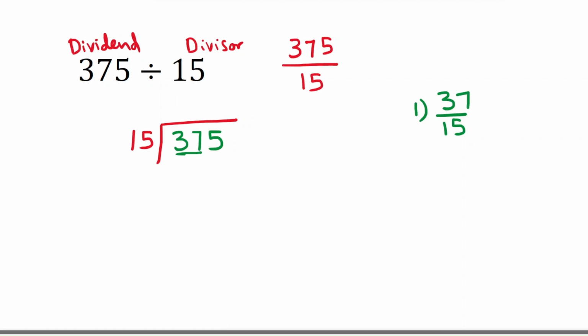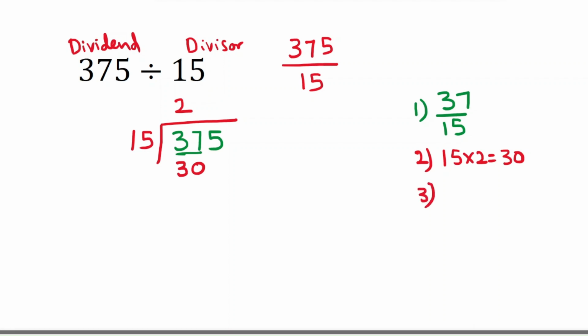And the next step is, you have to multiply. How many times of 15 is close to 37? That is 15 times 2 is 30. So, you have to write 2 in the quotient part and write 30 under 37.